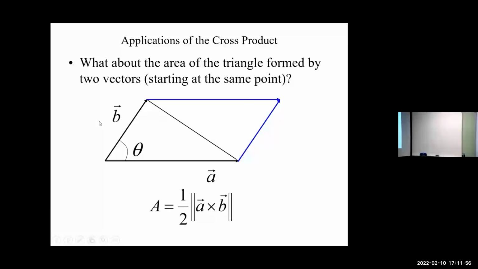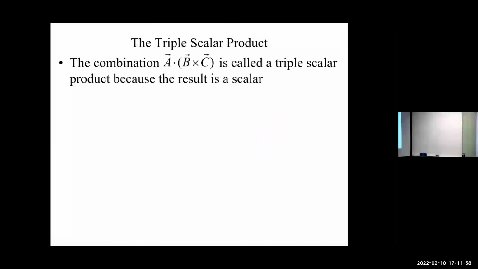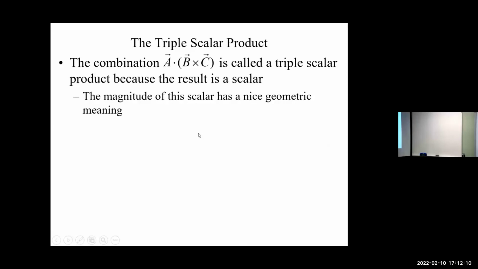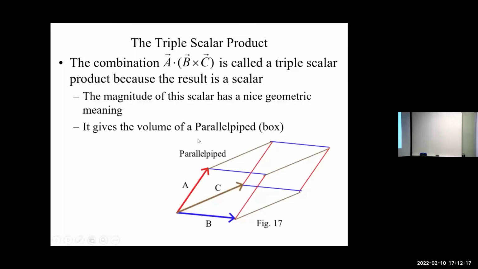We can extend this a little further. And I think you guys saw this one in the video. If you did A dotted with B cross C, you get a triple scalar product because it ends on a dot product. And that scalar has a geometric meaning too. It's the volume of a parallelepiped, which is this guy here.